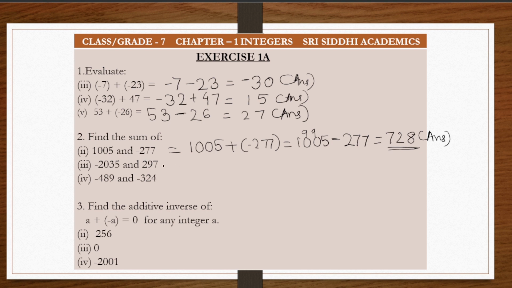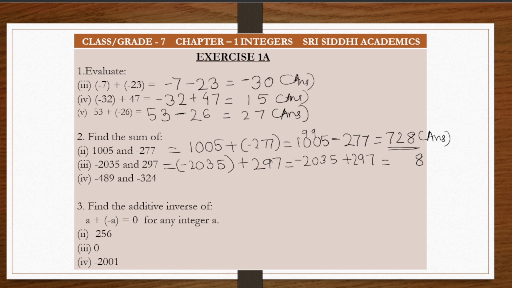Now let's move to question number 3. Question number 3 is saying find the sum of minus 2035. I'll keep this within bracket because it is a negative integer, and 297. So 297 we'll write like this, plus 297, because we are trying to find the sum. Now next step, we'll remove the bracket. Two integers with different signs means we have to subtract. So if you subtract, what will it come? 15 minus 7 is 8.